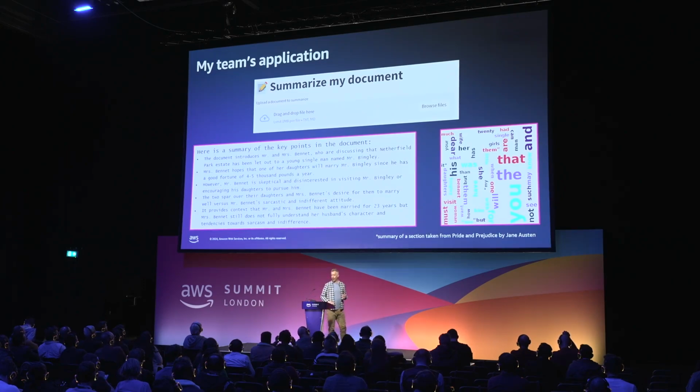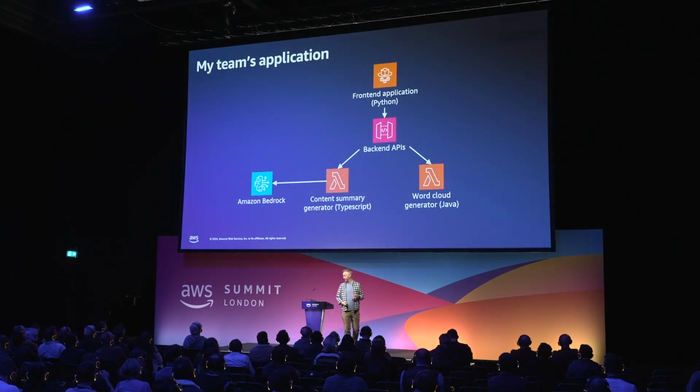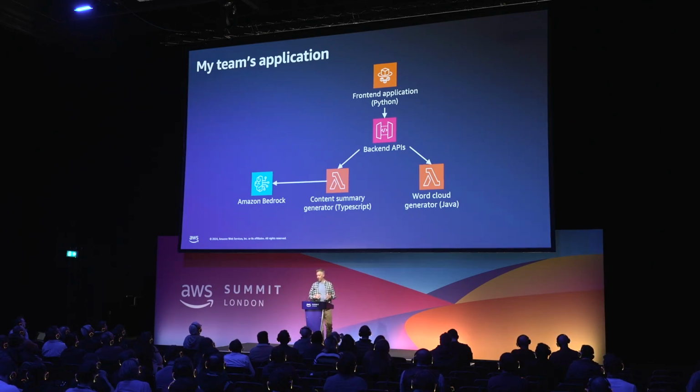So I'm going to look at the architecture of what we're building. This is an example of a modern application. We have a containerized Python application in the front end. We've got a serverless API pattern here, using API Gateway, with a couple of Lambdas behind it. One is written in TypeScript, and this will be the one that interacts with our generative AI service, Amazon Bedrock. This will be generating the summarization of the document.